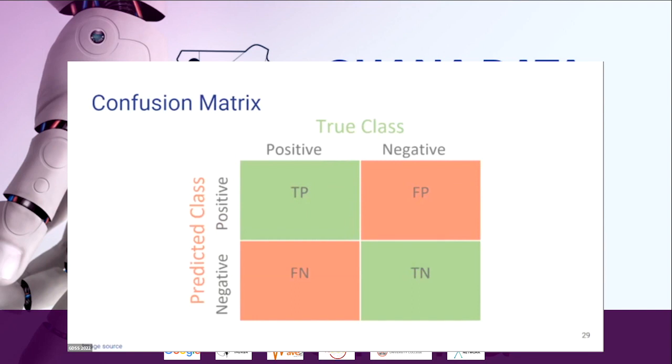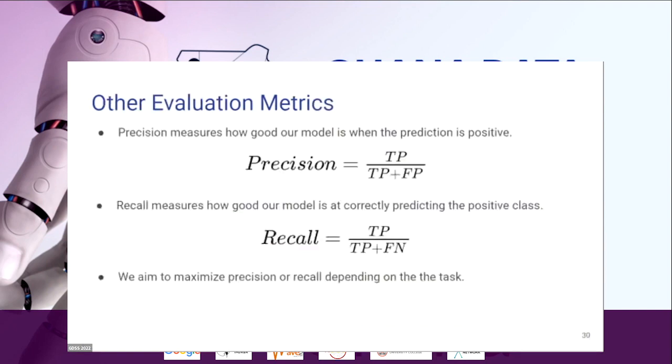So now, based on this confusion matrix, we can come up with other metrics, which are more informative. One such metric is the precision. Precision tells us how good our model is when it predicts the positive class. So when our model predicts that this example is a positive example, how confident are we that the model is right? Essentially, when our model says that this example is positive, what's the fraction of times that it's correct?